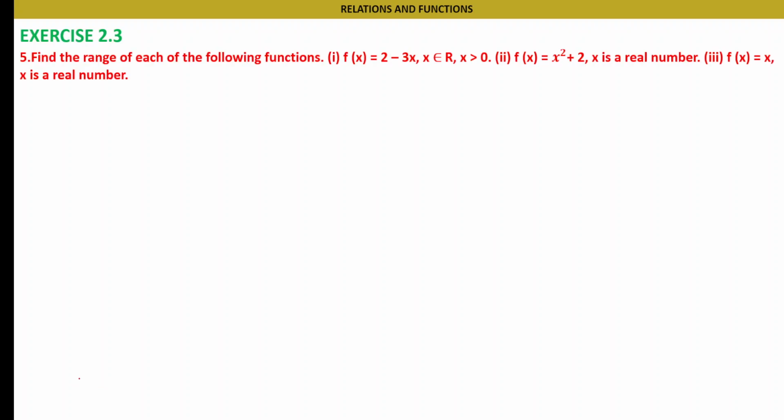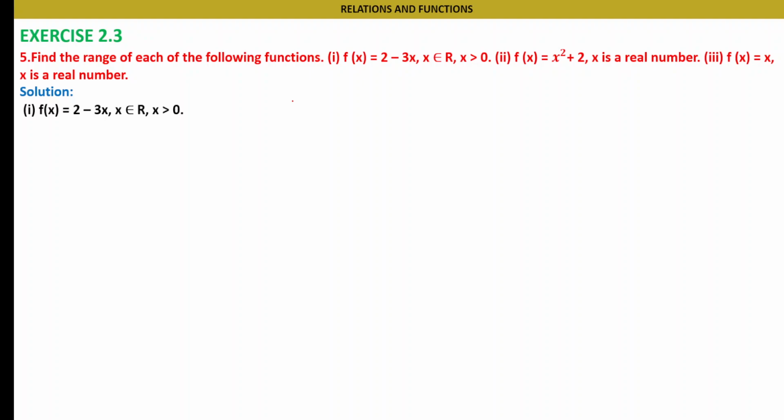Let us see question number 5. Find the range of each of the following functions. One, f of x is equal to 2 minus 3x, x belongs to R, x is greater than 0. Second one, f of x is equal to x square plus 2, x is a real number. Third one, f of x is equal to x, x is a real number.